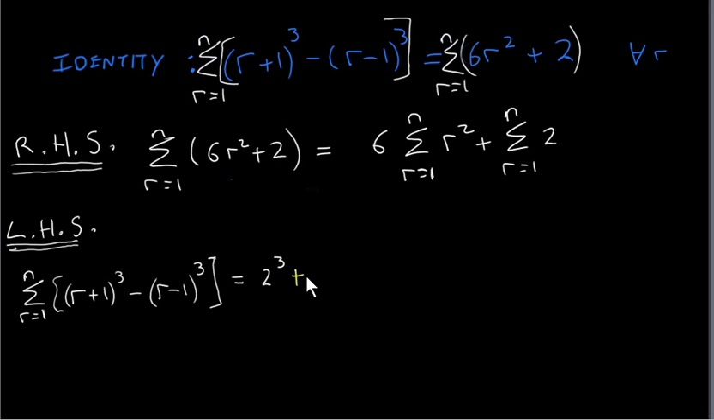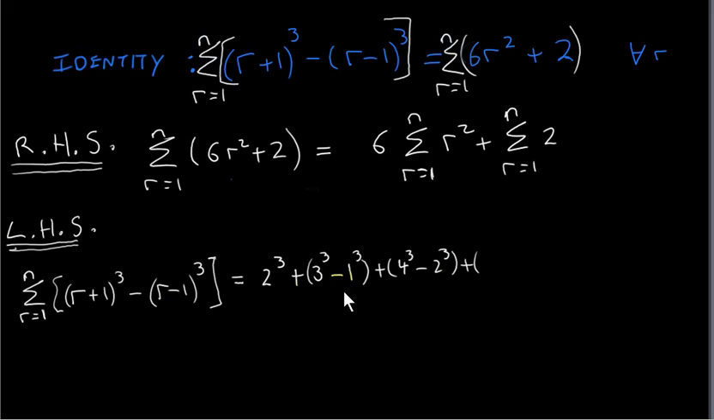Then the second term corresponds to r equals 2. So we plug 2 in here. 2 plus 1 is 3. 3 cubed. I'll leave it like this because you'll see the pattern soon. Plugging 2 in here, we get 2 minus 1 is 1 cubed. So this is the second term. You can bracket it if you like. The third term is got by plugging 3 in. 3 plus 1 is 4. So we get 4 cubed minus 3 minus 1 is 2, 2 cubed.